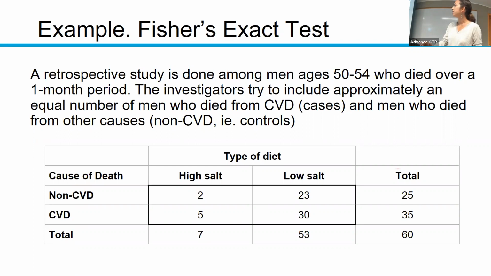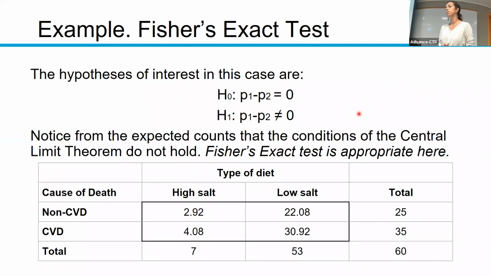And as you may see, this is the data that you collect in your retrospective study. So you had a total of, let's say, 25 controls and 35 cases. And of these 60 individuals, 7 had a high salt diet and 53 had a low salt diet. So in this case, we're interested in knowing, is the probability of a high salt diet in cases the same as the probability of a high salt diet for controls? Because if the probabilities are different from one another, then it might help us better understand how your diet can impact your incidence potentially of CVD.